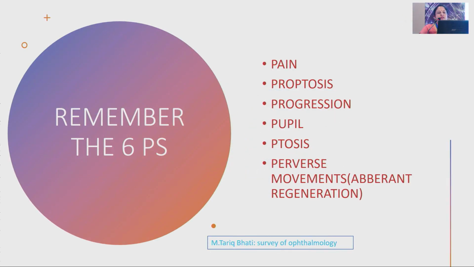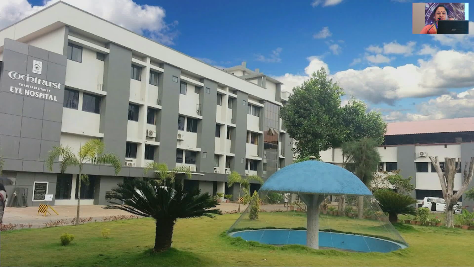Now remember, in diplopia, always look for these 6 P's: the pain, proptosis, progression, the pupil involvement, ptosis, and the aberrant regeneration. By this, you can come to a conclusion about what it is.